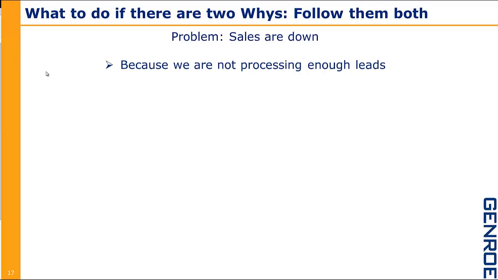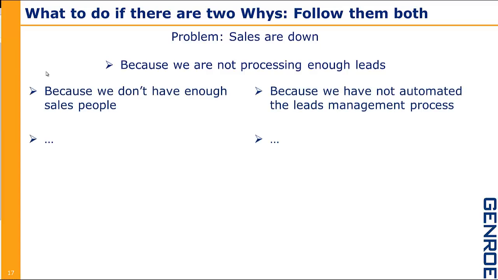Why our sales are down because we aren't processing enough leads. We might actually turn up to have 2 different very viable and worthwhile and reasonable reasons to do that. So one is because we don't have enough salespeople, and the other is because we don't have an automated leads management process. So both of those are valuable. So we don't cut one off and only focus on one. We actually continue to look at both. So you drive that 5 whys process down and follow both down to find the process on both sides. There might be 2 processes here that aren't working, so we need to follow both down.